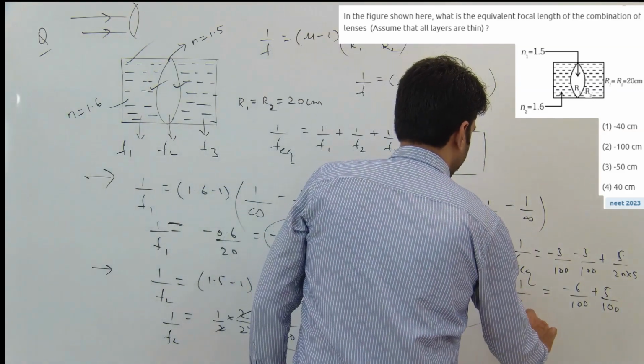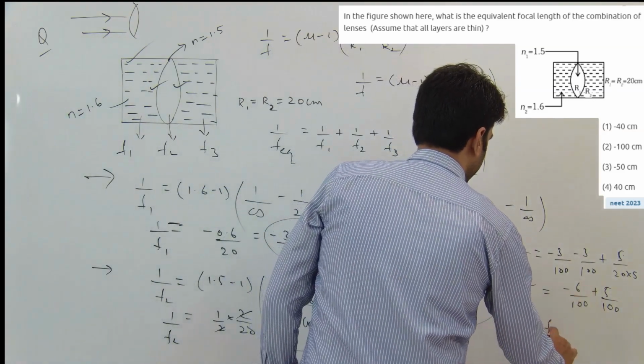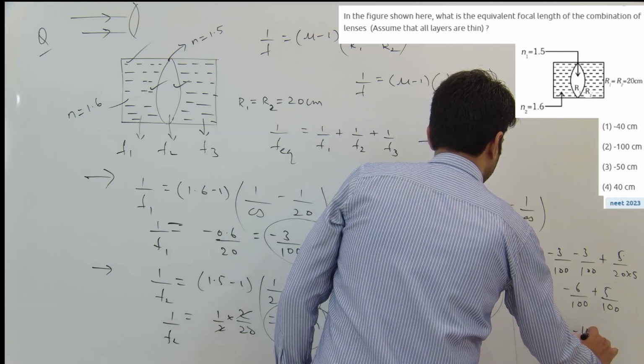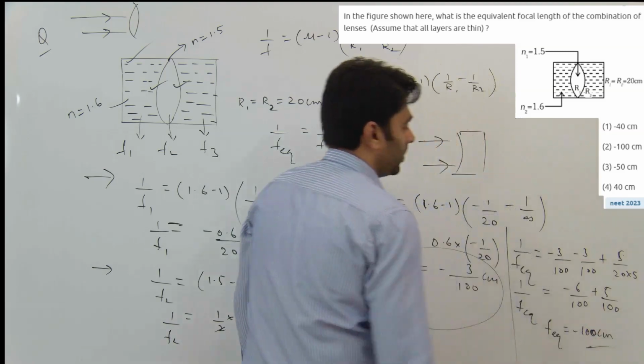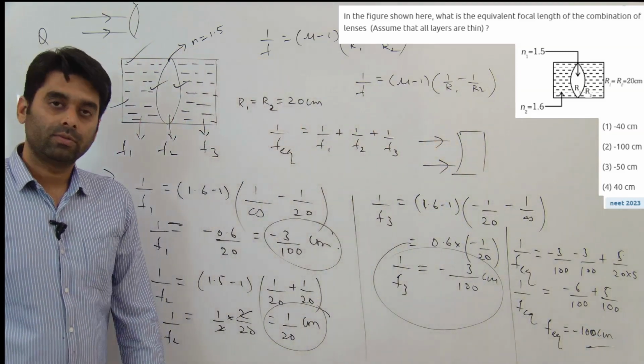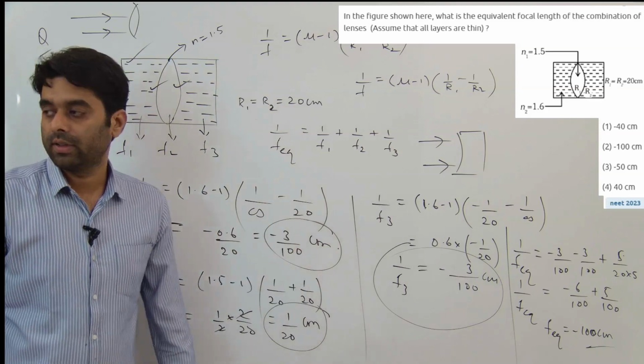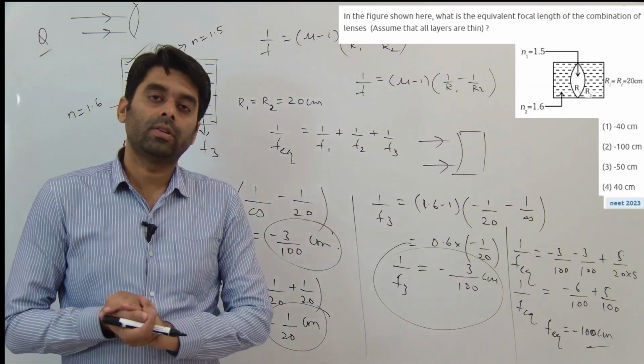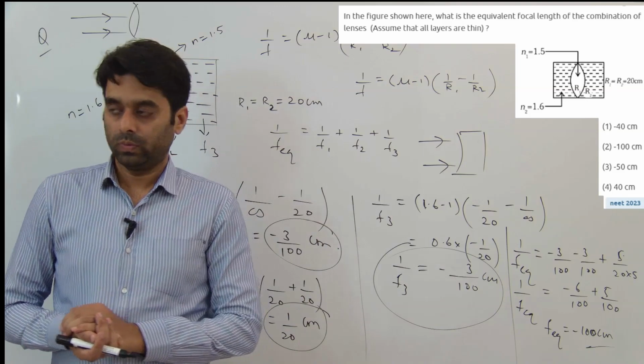So 1 by f equivalent is minus 1 by 100. So f equivalent is minus 100 centimeter, right? Some calculation was there, but yes, we got our answer, minus 100 centimeter. That means option number 2.